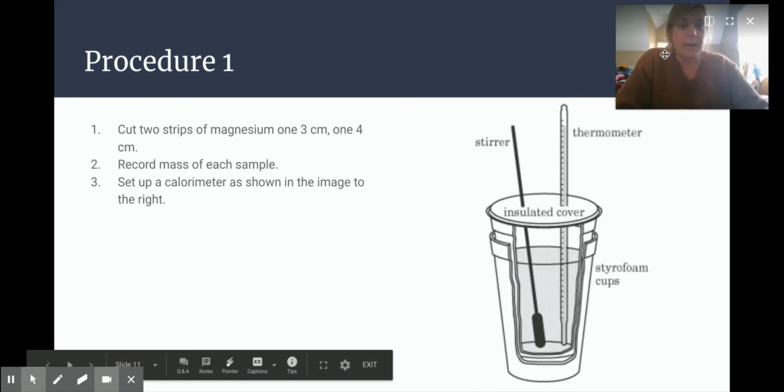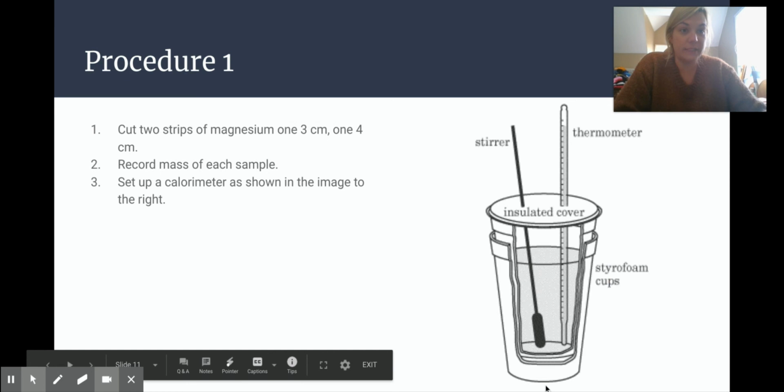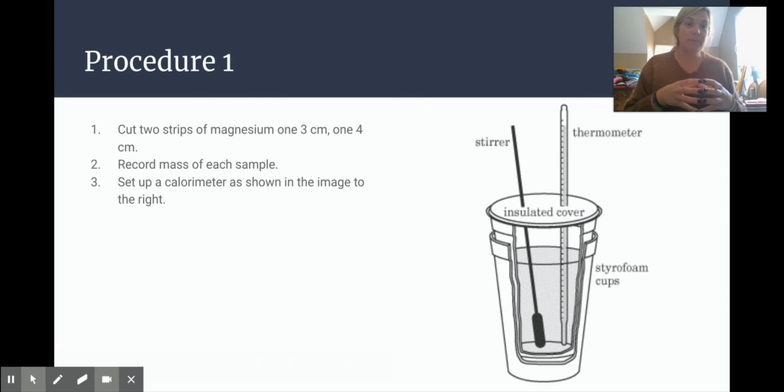I'm going to be setting up a calorimeter that kind of looks like this. So I'm going to have one styrofoam cup, and then I'm going to put another one inside of it. The second one that's inside of the first one is where the chemical reaction is going to happen, right? Because we know that a calorimeter is a closed system, which means that no energy is going to be lost during the course of this reaction.